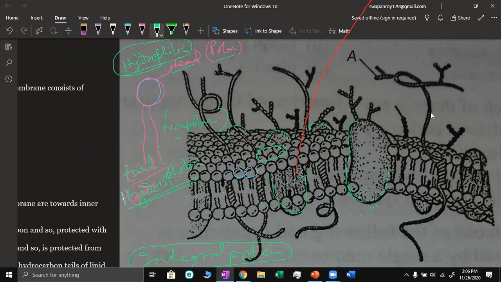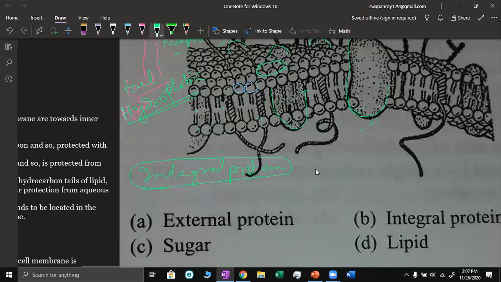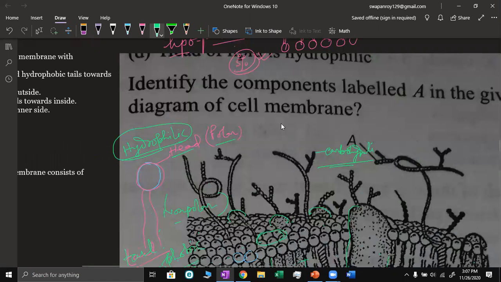And these are also protein. And to the protein, this is carbohydrate. The small sugar molecules are there. The carbohydrate portion is very less. So this is the structure. This is called the fluid mosaic model given by Singer and Nicholson, in 1972.